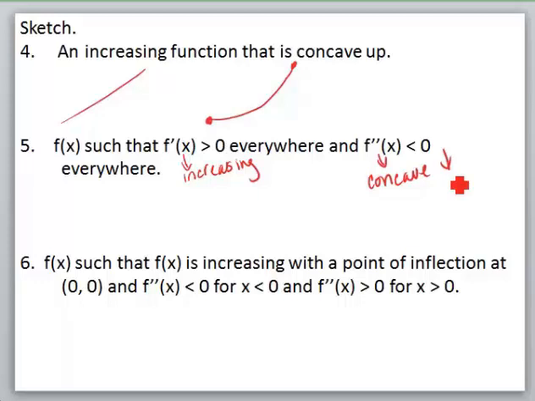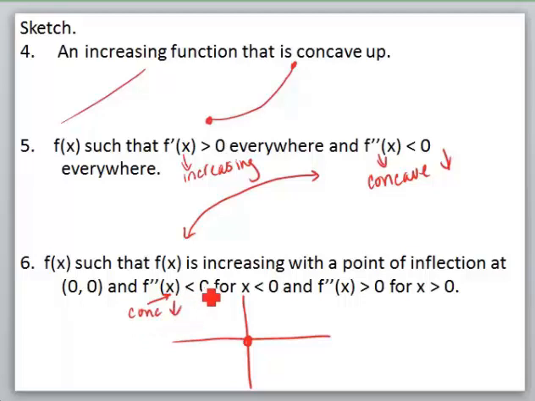So we want it to be increasing everywhere, but concave down everywhere. So we could just create a function that looks like this. It's increasing, but it's concave down everywhere. The last one of these sketching says that we're going to create a graph that is increasing with a point of inflection at 0, 0. So I'm going to go ahead and just start to draw this graph. I've got 0, 0 as a point of inflection, meaning it's either changing from concave up to concave down or vice versa. Right here it tells me this is concave down because it's less than 0, and this means concave up because it's greater than 0.